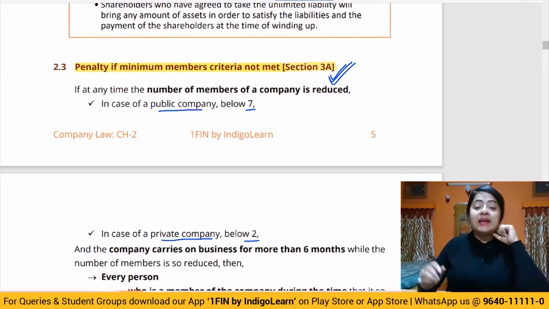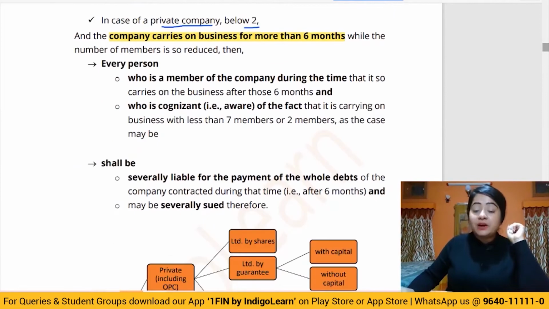Section 3A says that if the minimum member criteria is not satisfied by the company and the company carries on business for 6 months with such a shorter number of members, then every person who is a member of the company after 6 months and who knows about this fact is going to be jointly and severally liable for any debt which is contracted during this period after the 6 months. And they can be severally sued. What does this mean?